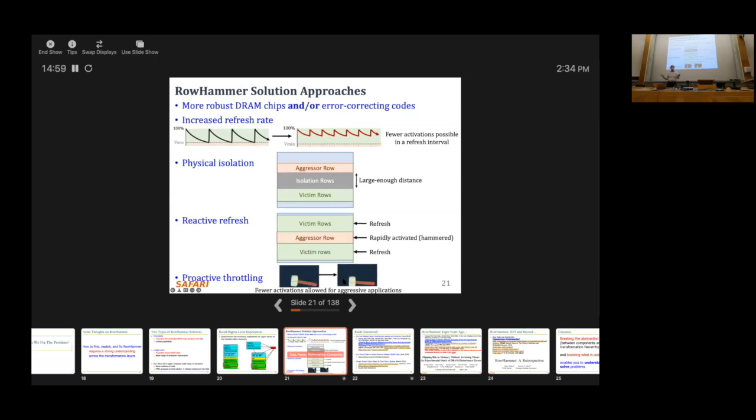Any thoughts? Anybody? Maybe you have different kinds of solutions. These are the general solution approaches. I went through this really fast. Again, you don't need to understand everything because we're just beginning the course. You may understand this a lot more at the end of the course, but this is important because we're going to come back to RowHammer when we cover virtual memory. Anybody? Thoughts? Solutions? Yes, please.